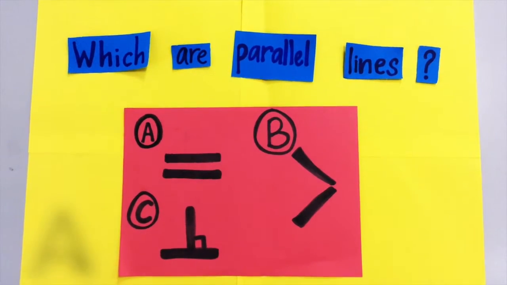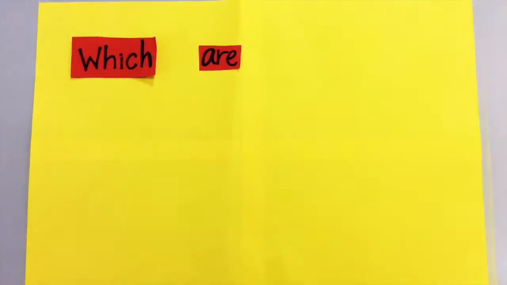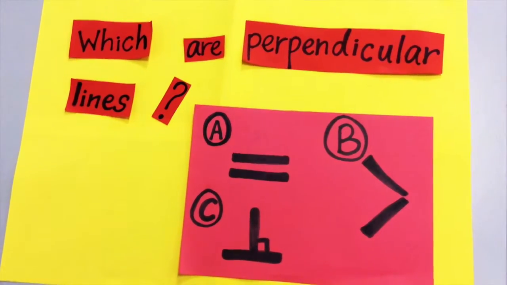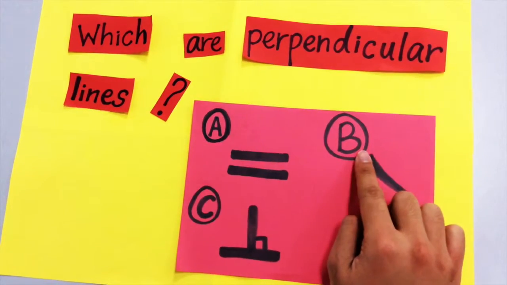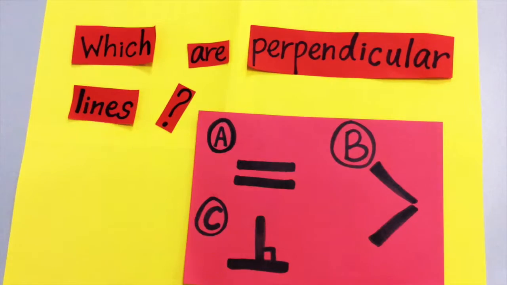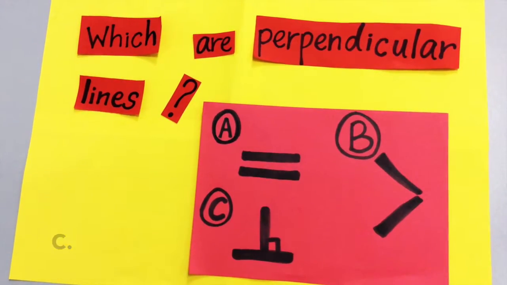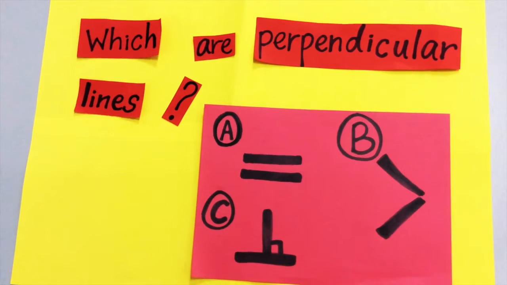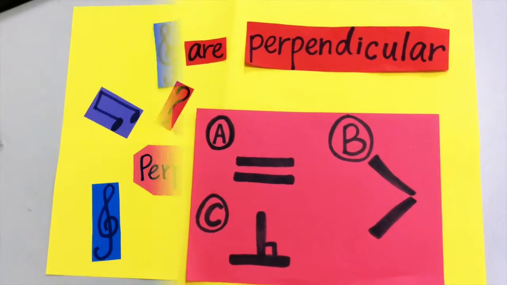Yup, you got it right. It's A. Now let's look at the next question. Which of these are perpendicular lines? Is it A, B, or is it C? Yep, that's right. C is the correct answer. Alright, good job class. Great job in answering those questions. Now you should be very clear on what parallel lines and perpendicular lines are.